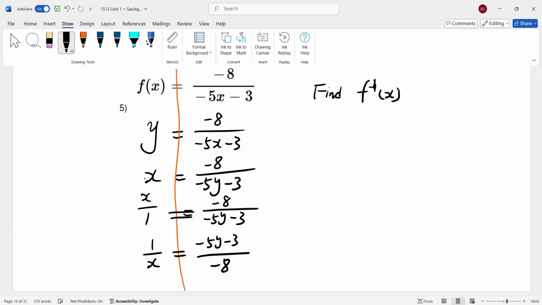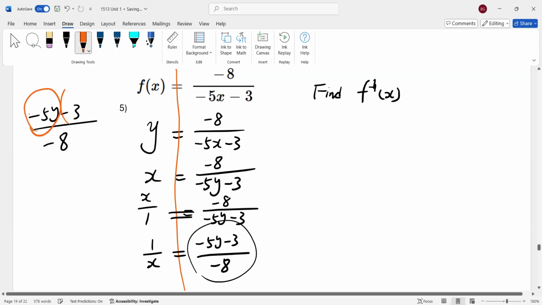And I have a question. So look at this expression, -5y minus 3 all over -8. The structure of this expression is very common in pre-calculus. It has 3 terms: left ear, right ear, and head.